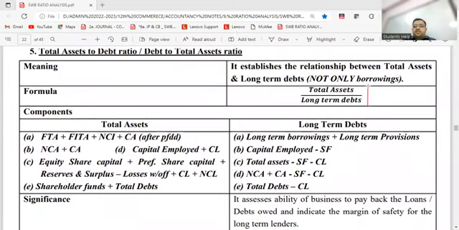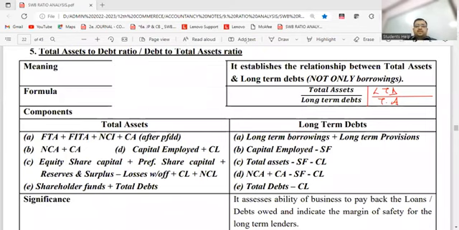एक और mention कर लें लोग. IC students are supposed to mention this. It is long-term debts upon total assets. Components वगैरह सब कुछ सेम रहेगा, कोई भी डिफरेंस नहीं है. और अब आप कहेंगे सर फॉर्मूला कैसे डिराइव होगा? भाई ये तो मैंने आपको चूरन खिलाई दिया था.